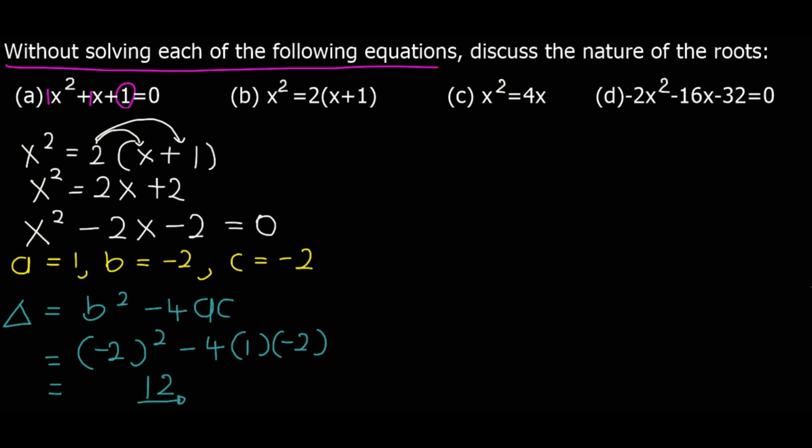So now let's make the conclusion. The roots will be real, and then irrational, and then unequal. The reason is because the delta is greater than 0, and at the same time the delta is not a perfect square.